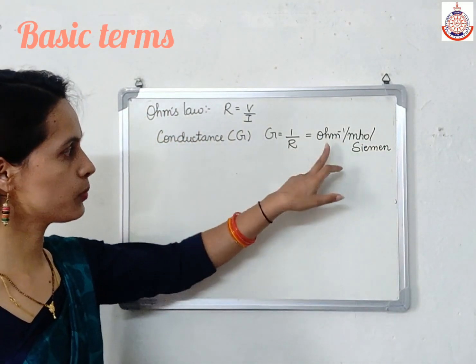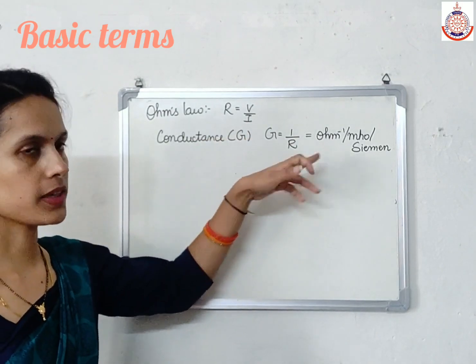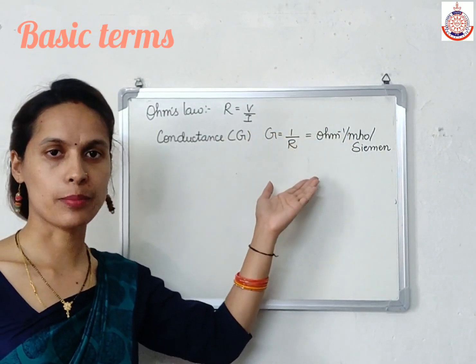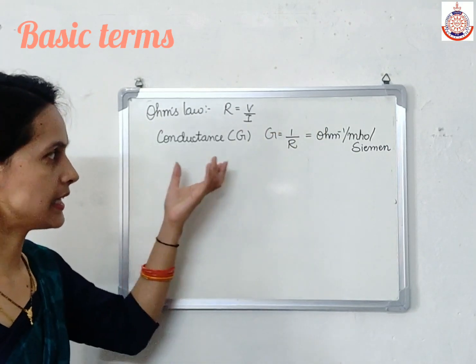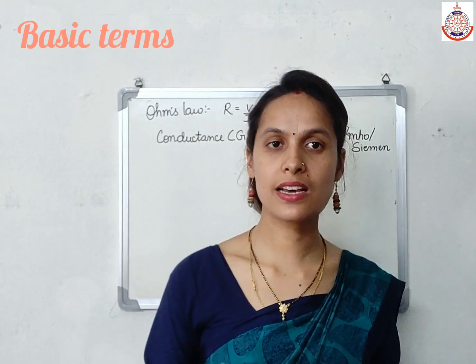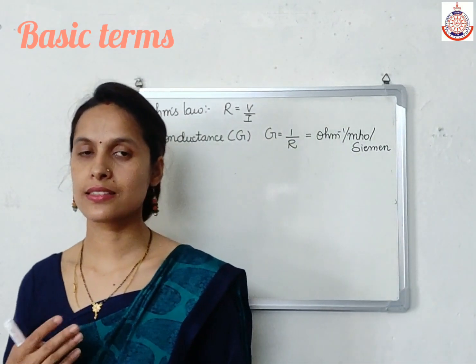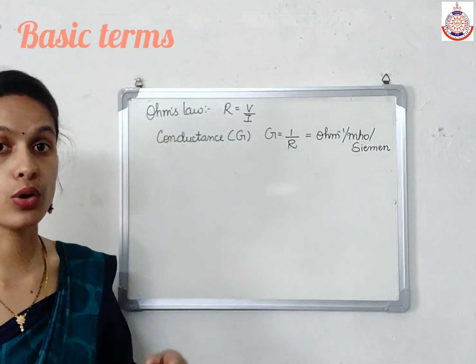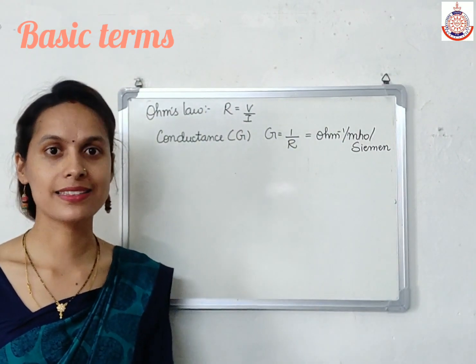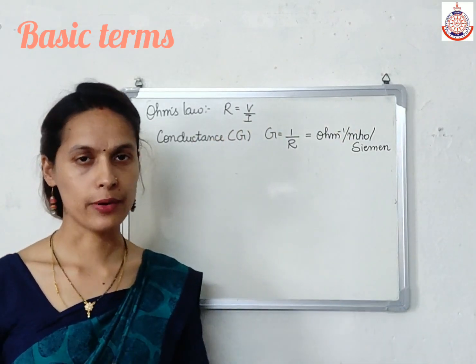Clear? Why is it ohm inverse? Because the unit of R is ohm. So the unit of G becomes ohm inverse because it is the reciprocal of R. So what is conductance? Conductance is the ability of any substance to pass the current, to pass electricity through it. It is the reciprocal of the resistance. Lower the resistance, higher is the conductance. Clear? So G equals 1 upon R.